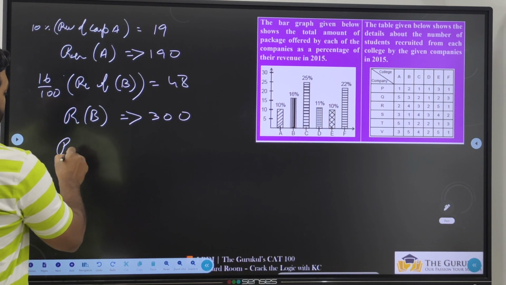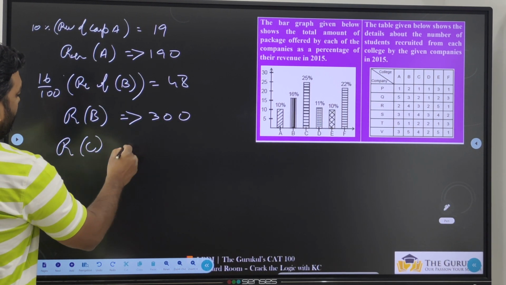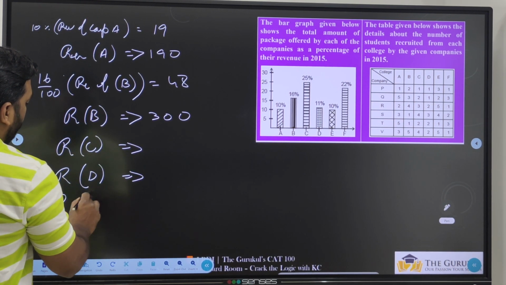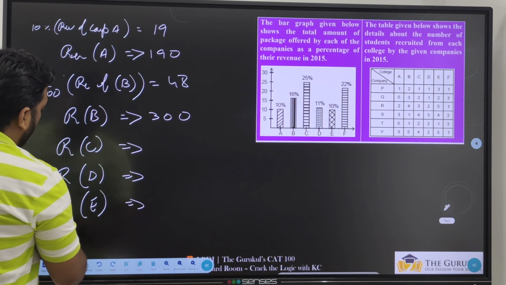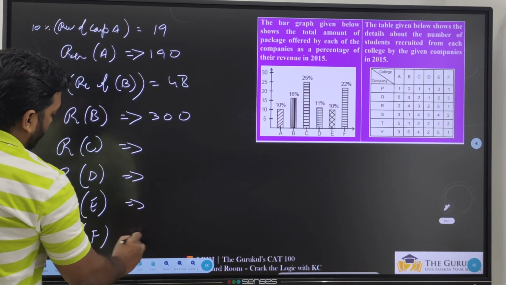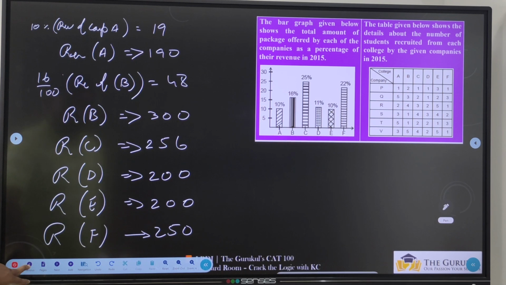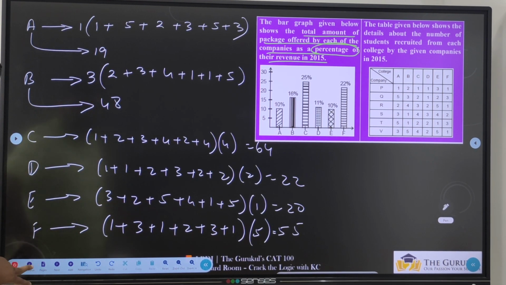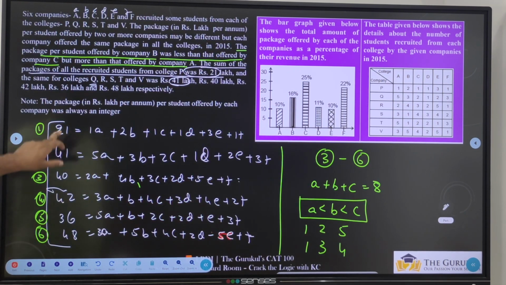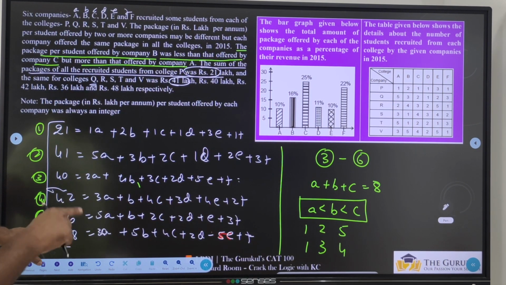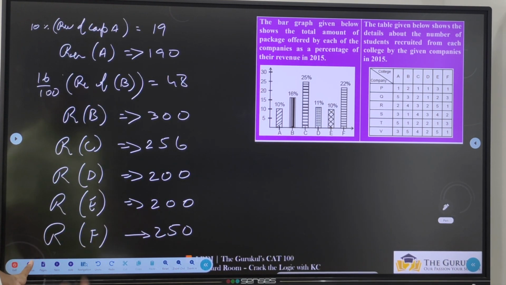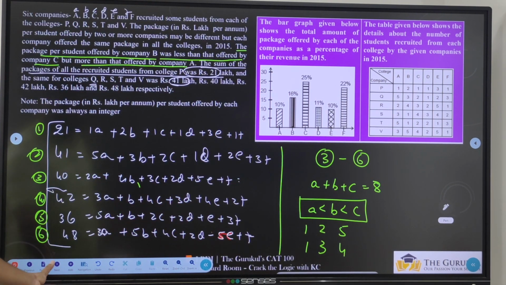The same way, pause the video, calculate revenue of C, revenue of D, revenue of E, and revenue of F. Clear? So these are the revenues of the companies. These are the amounts paid by each company in all the colleges together. These are the amounts in every college. Okay, let's look at the first question. What is the revenue of company B? Company B revenue is 300.